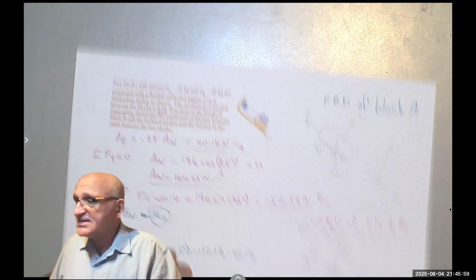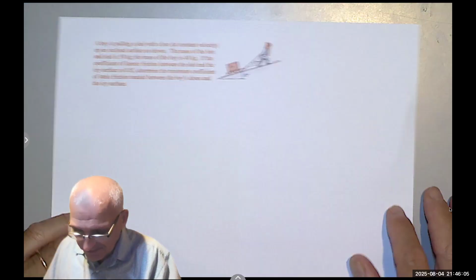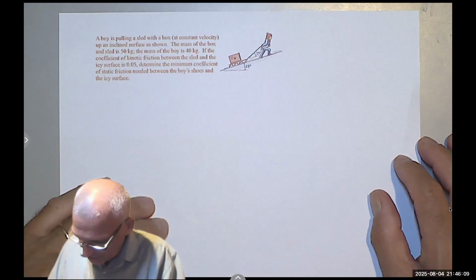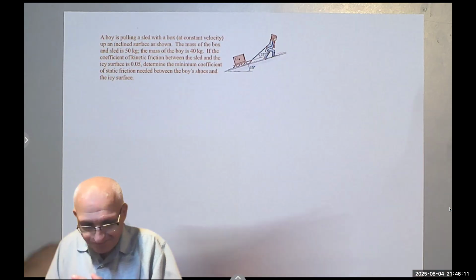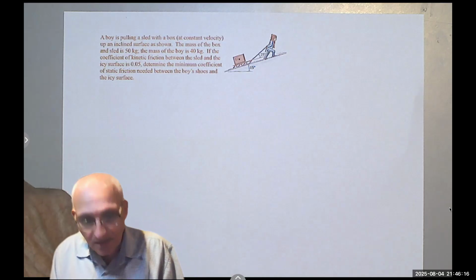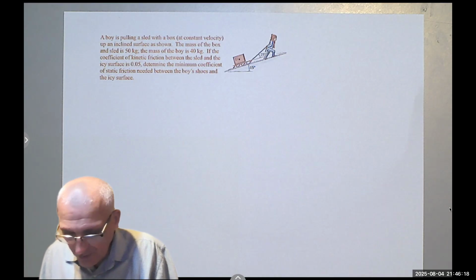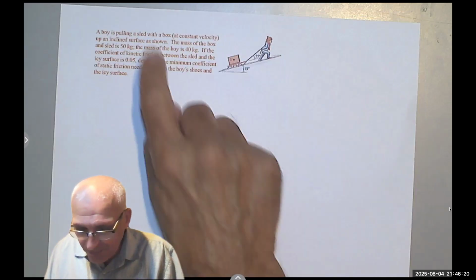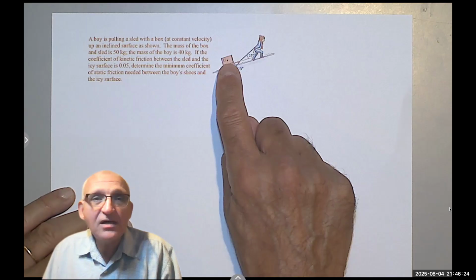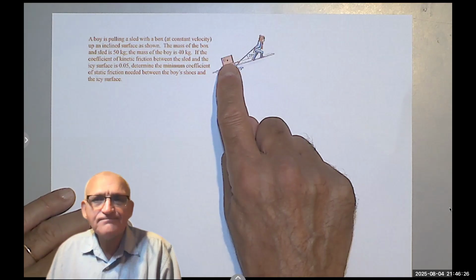Finally, I have another example before we do another session or two sessions probably on belt friction. This one is nice. I liked it in the book, so I copied that. Let me clear the screen here. We have a boy that is pulling a sled with a box on top of it at constant velocity.